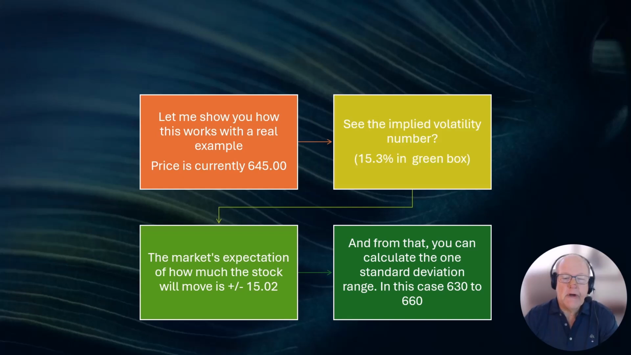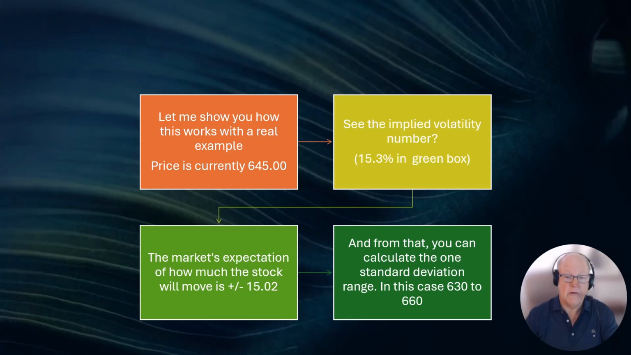Let me show you how this works with a real example, just like we looked at on the chain. The price is currently 645. The implied volatility number is at 15.3% up in the little green box. The market's expectation of how much the stock will move is plus or minus 15.02. So we're going to use $15. And from that point, you can calculate that the one standard deviation is 630 to 660.